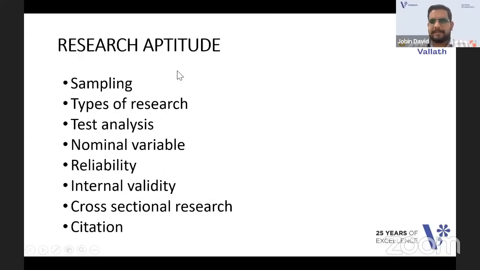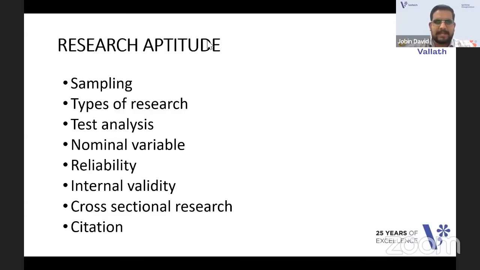When it comes to research aptitude, as Ankita said, we had direct questions from what we revised in all those YouTube live revisions, rapid revisions, and live classes. We had sampling questions, types of research, variables like nominal variable, reliability, cross-sectional research, and also citation. Many times we revised what citation is and the different types of citation.